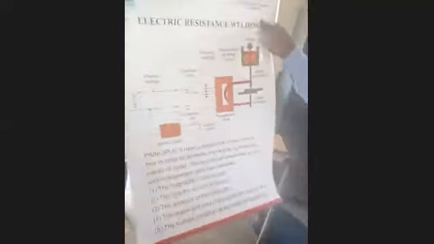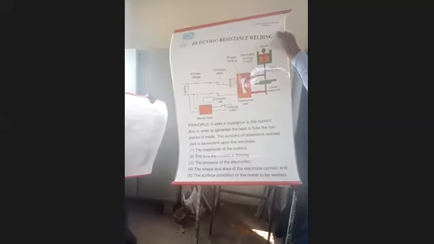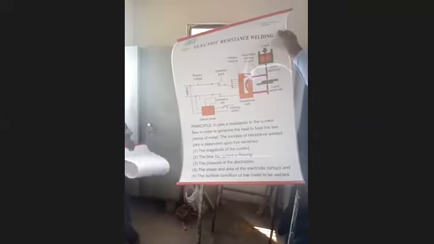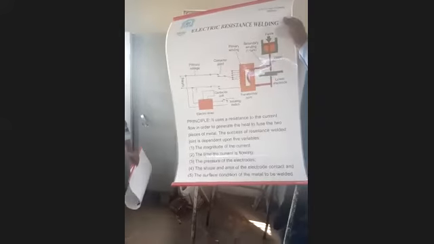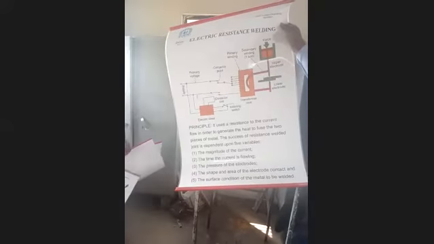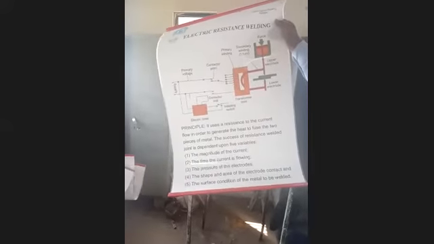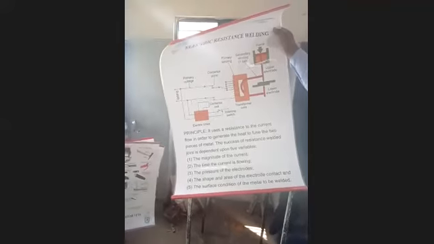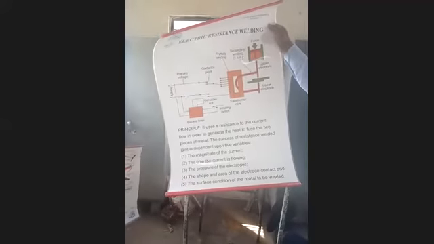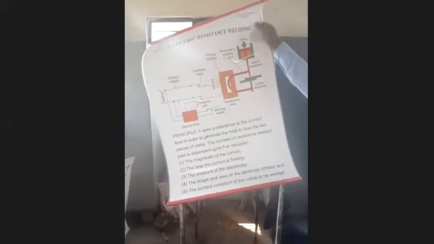Now again, you can see some of the principle. If you see the principle of resistance welding, it uses resistance to the current flow in order to generate the heat to fuse the two pieces of metal. The success of a resistance welded joint depends on 5 variables.